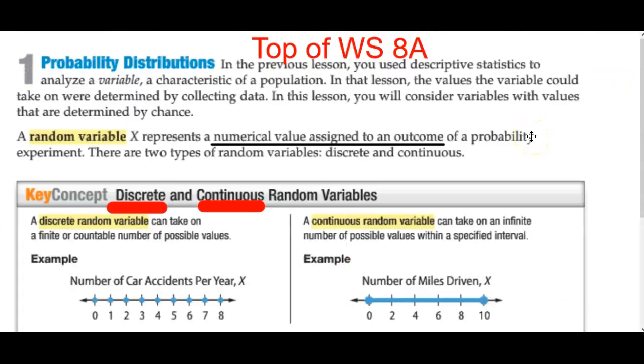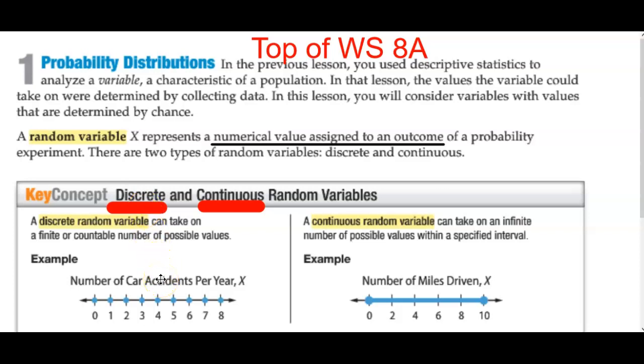At the top of worksheet 8, it goes through the difference between discrete and continuous data. And it introduces this term called a random variable. It's simply the number, okay, that's assigned to a particular outcome. So if you want to know the number of cars in the parking lot, the random variable is the number of cars. They will say the random variable X represents, and you just have to think of it as some number, okay?